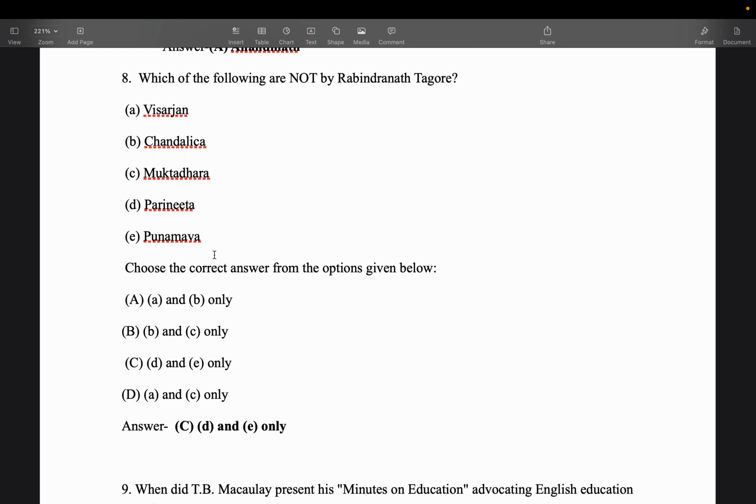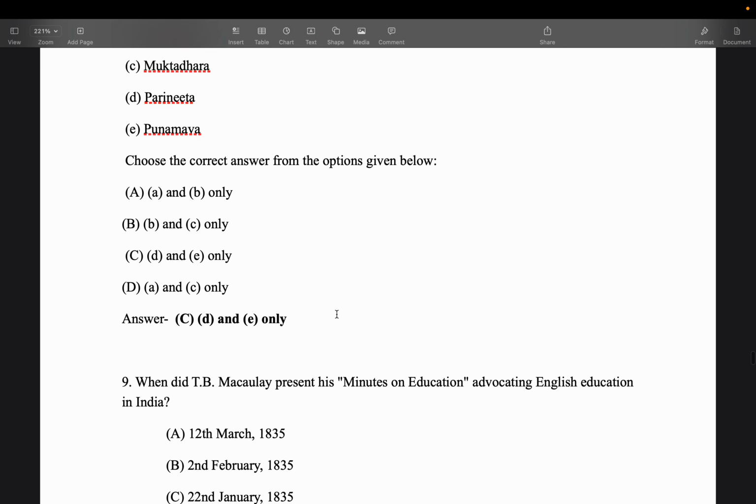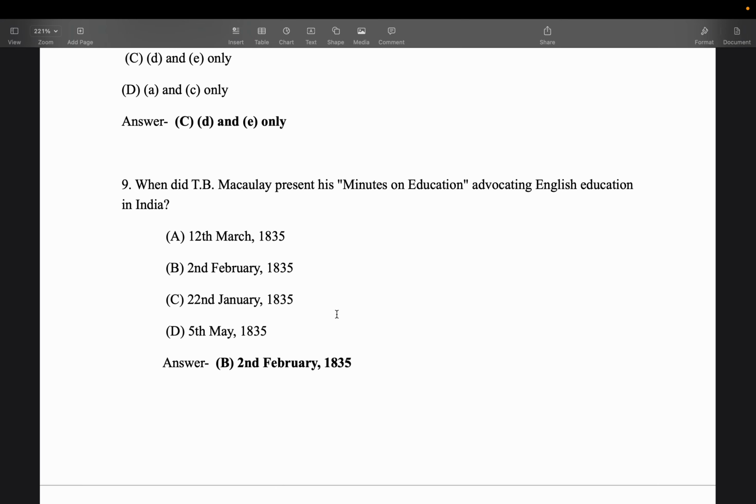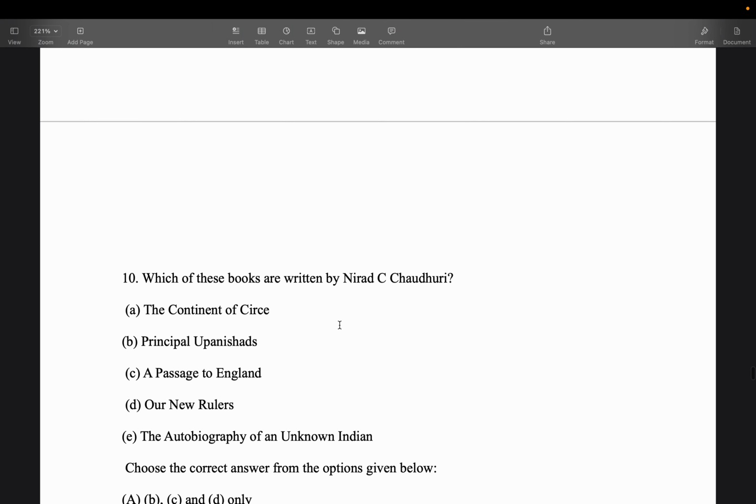The first, Visarjan, Chandalika, Muktadhara, especially B and C are very famous. Parineeta is by Sarat Chandra Chatterjee. Okay, so look up works by Rabindranath Tagore. It's part of general knowledge because of our web series, etc. When did Thomas Babington Macaulay present his Minute? The date you should know. It is 2nd February 1835. Minute on Education. 2nd February 1835.